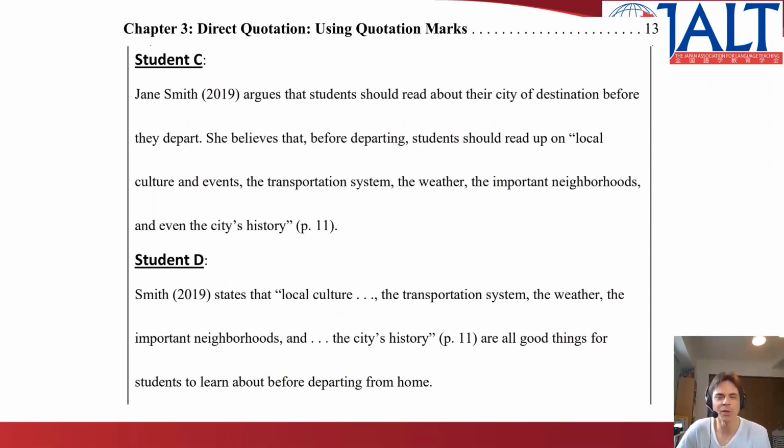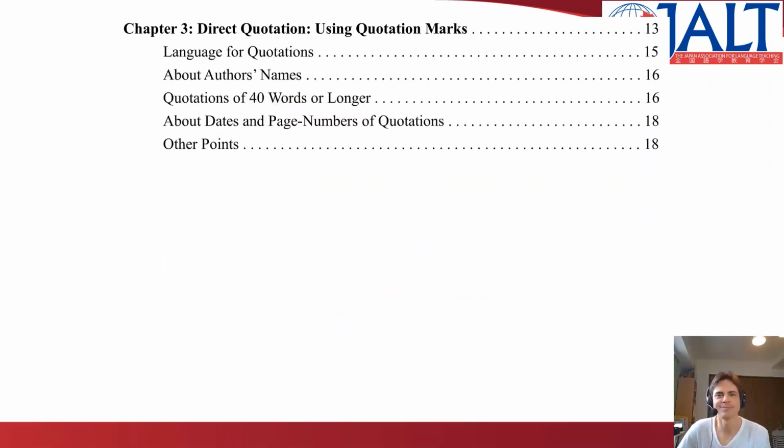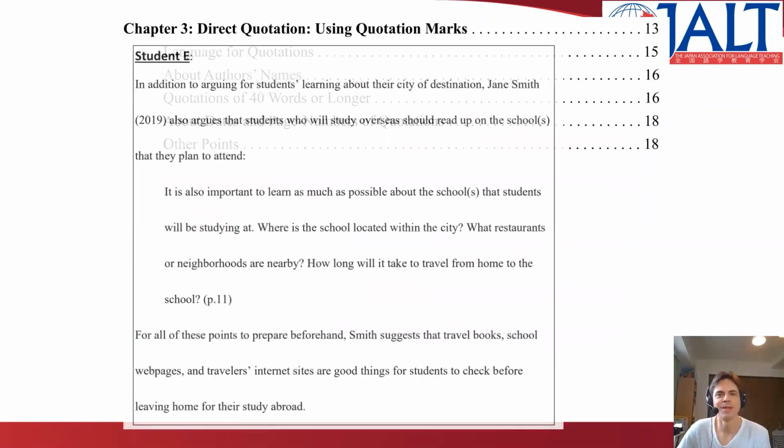You'll see, for example, student D at the bottom has quoted the original author, but also included ellipsis to show where some words have been deleted. Okay, there's also student E who has chosen to quote the source text with a really long quotation of more than 40 words. Of course, in APA format, that requires the quotation to be offset from the left margin. So also an example of that.